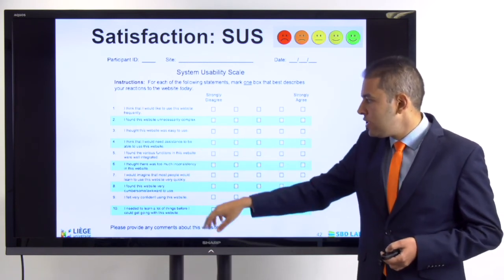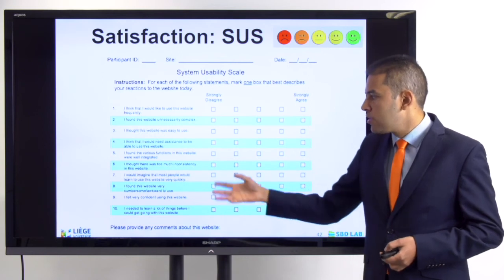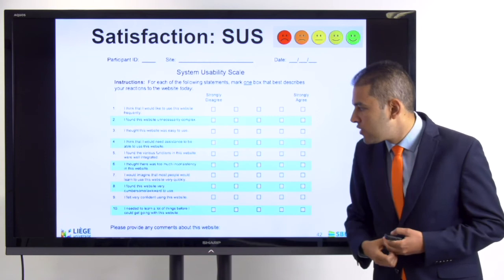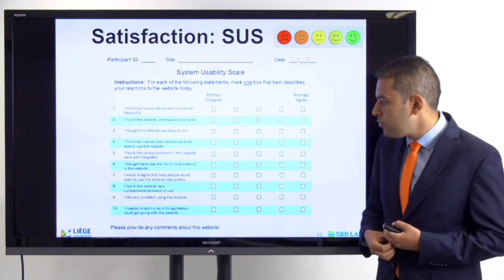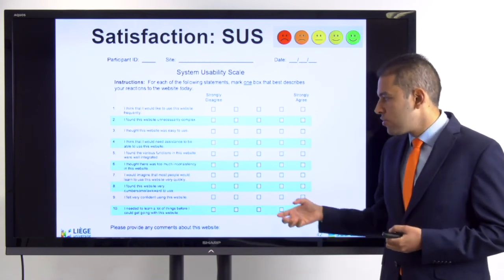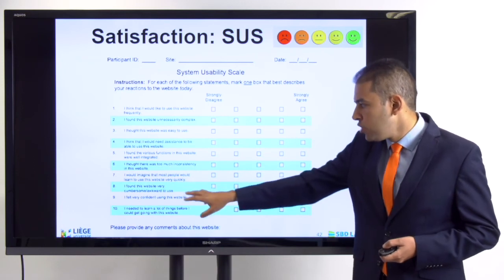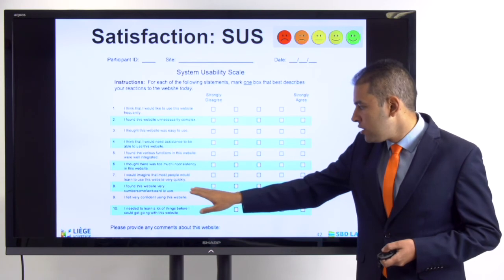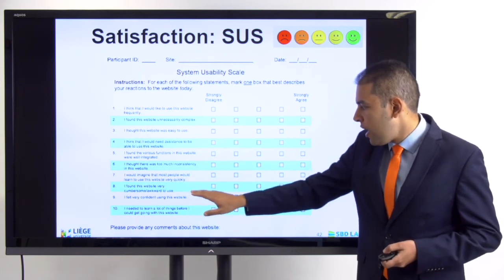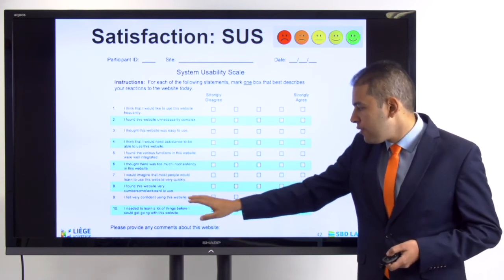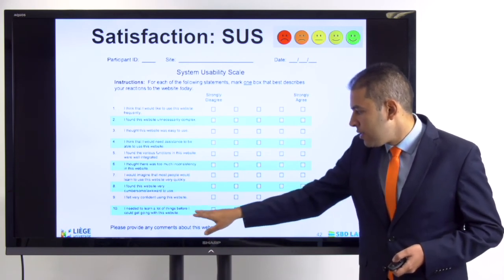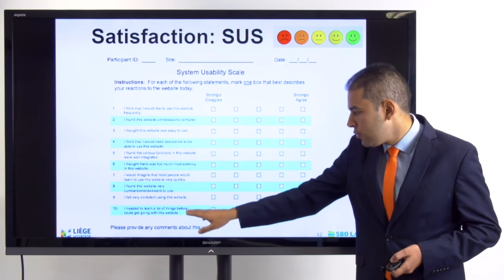I think that I would need assistance to be able to use this solution. I found the various functions in this solution were very integrated. I thought there was too much inconsistency in this solution. I would imagine that most people would learn to use this solution very quickly. I found the solution very cumbersome, awkward to use. I felt very confident using this solution. I needed to learn a lot of things before I could get going with this solution.